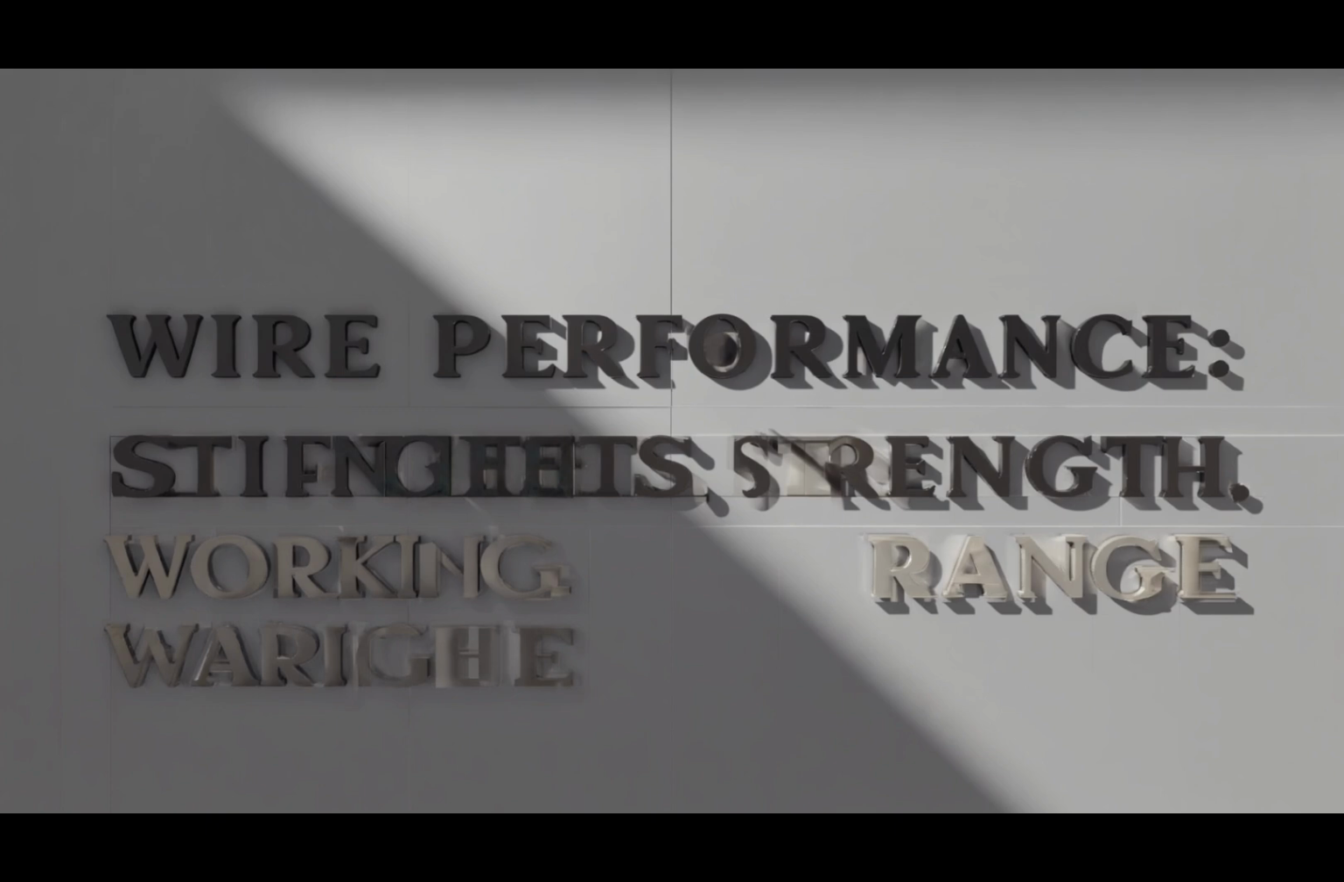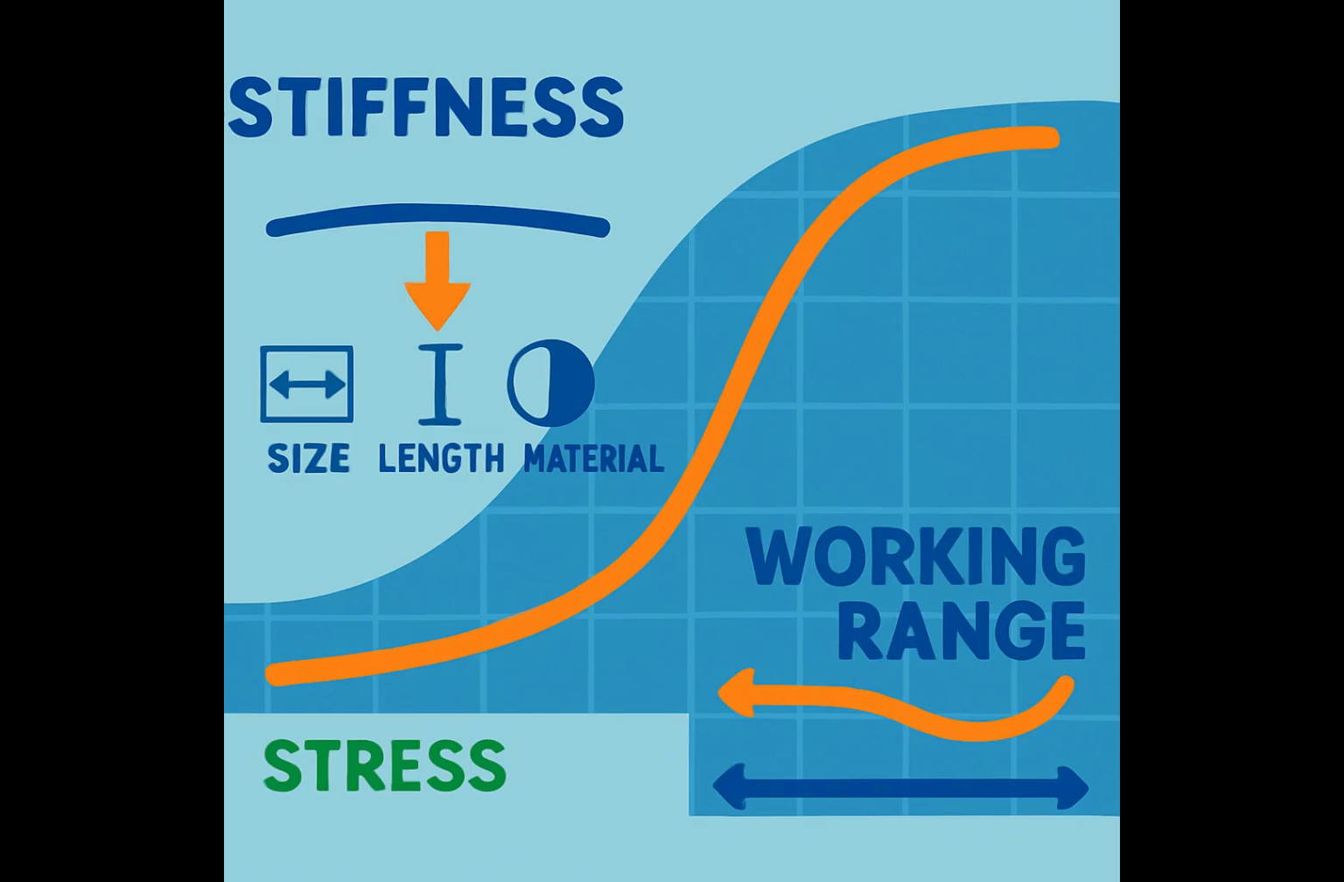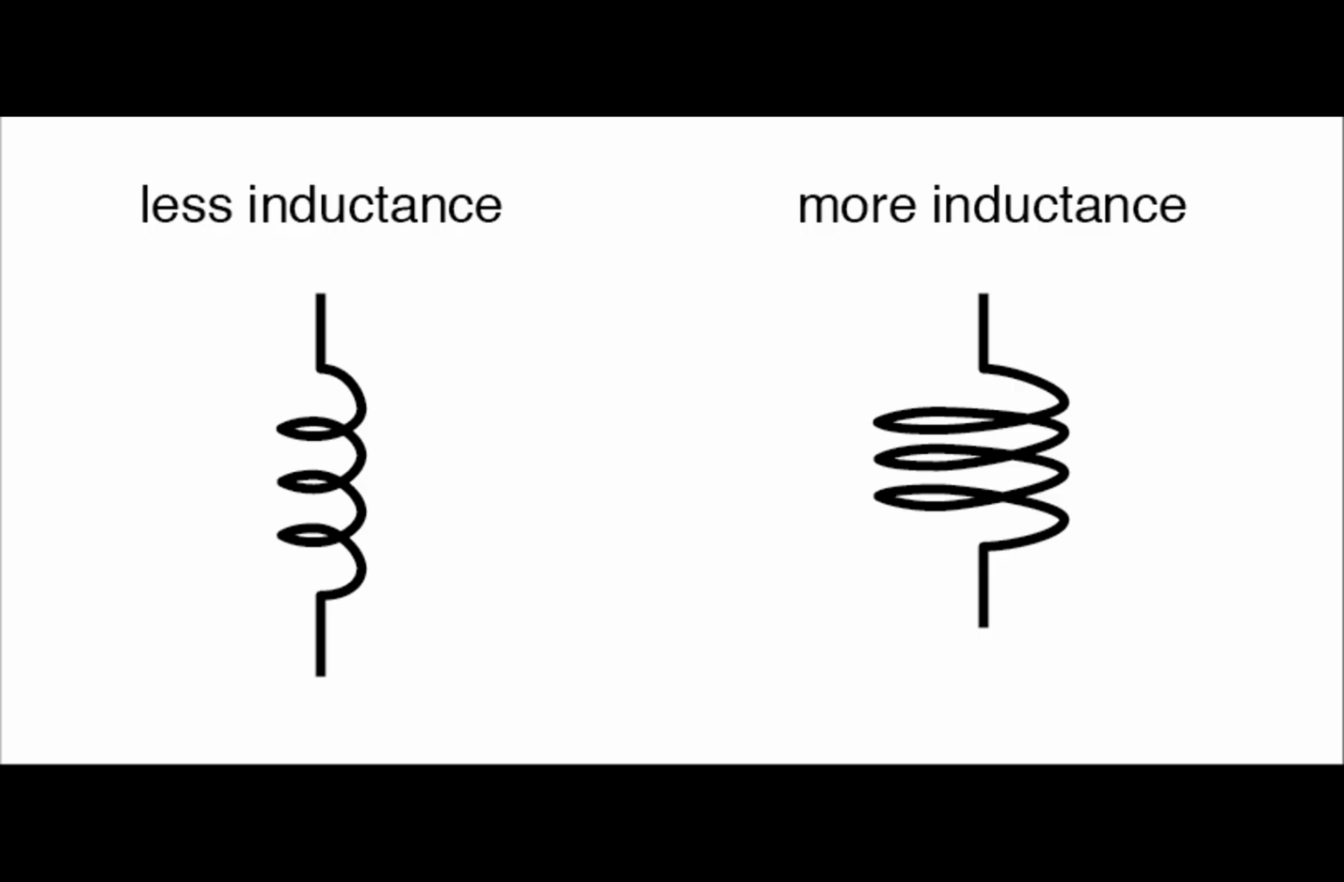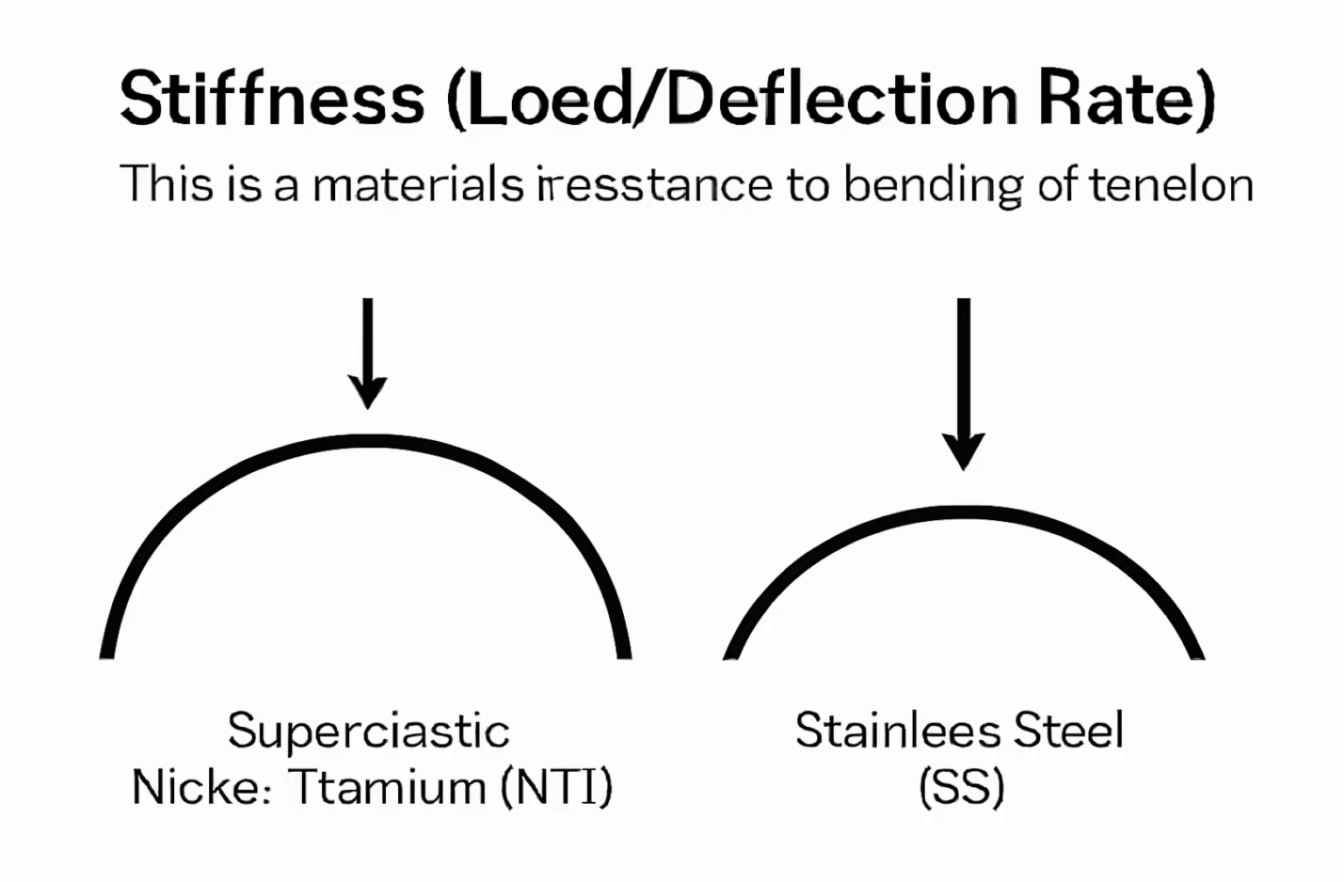Beyond just elasticity, three key properties define how well an orthodontic wire performs. Stiffness, or load/deflection rate. This is a material's resistance to bending or tension. Wires with low stiffness are highly elastic and bend easily, returning to their original position with minimal force. Superelastic nickel titanium, NiTi, wires are prime examples. Conversely, high-stiffness wires, like stainless steel, SS, require significant force to bend.